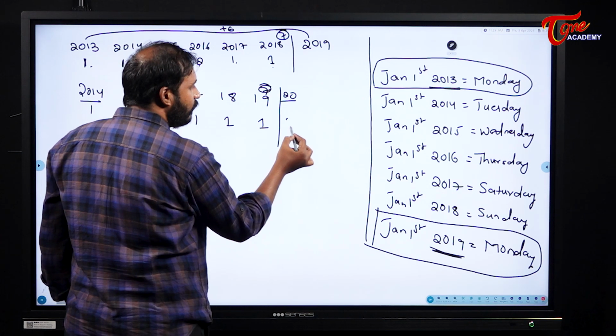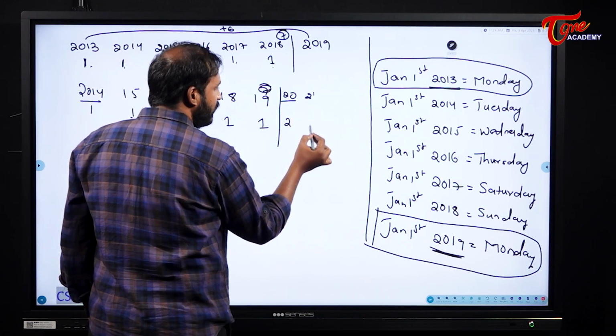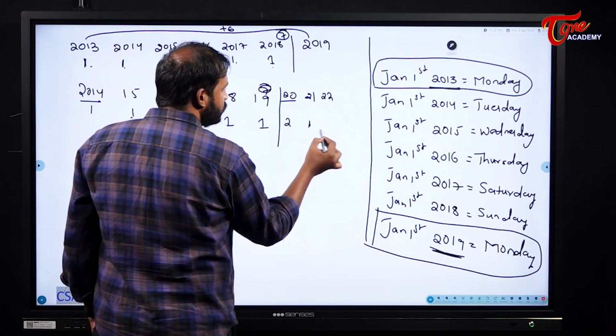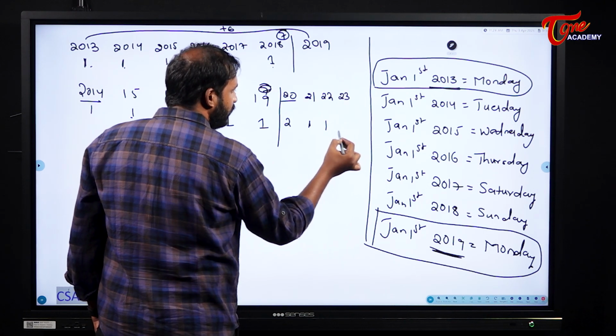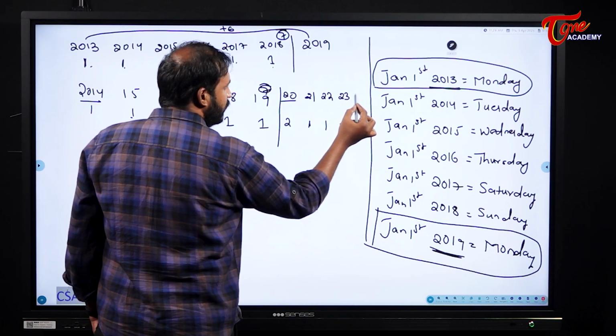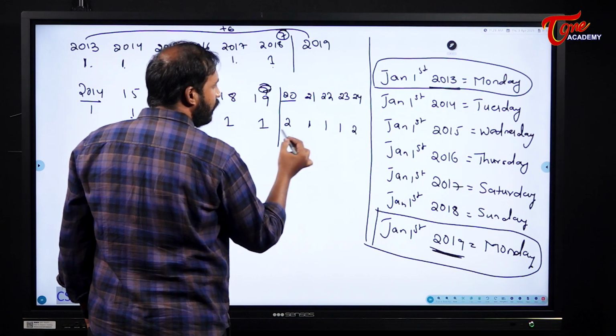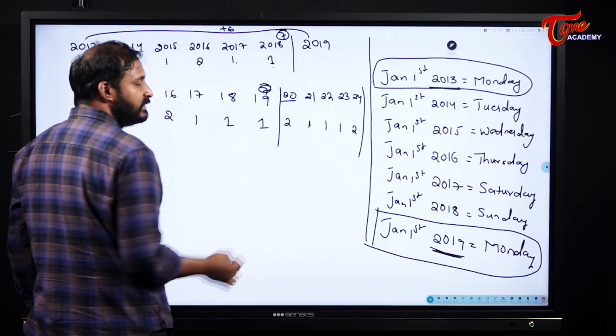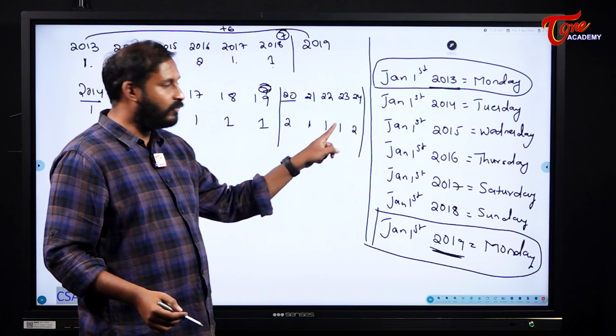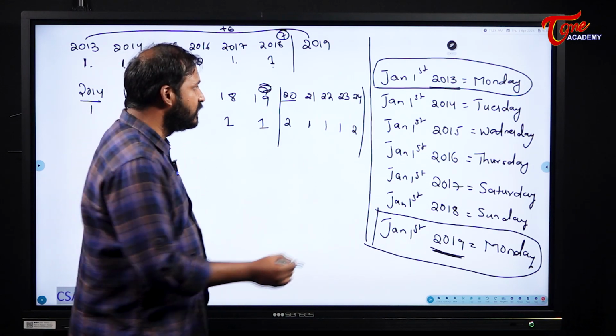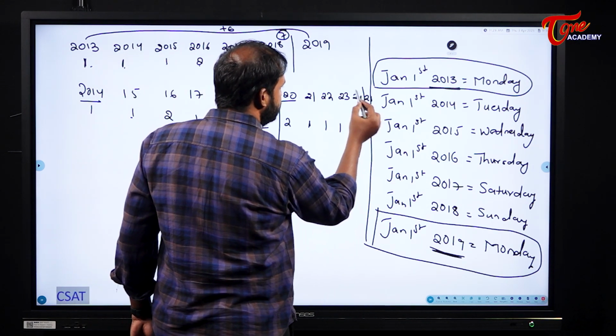So 2020, how many odd days? 2. In 21, 1. In 22, 1. So 4 is done. In 23, 1. So 5. In 24, 2. Now up to here 7 are done, right? 2 plus 1, 3. 3 plus 1, 4. 4 plus 1, 5. 5 plus 2, 7. So in 25 I can use it once again.